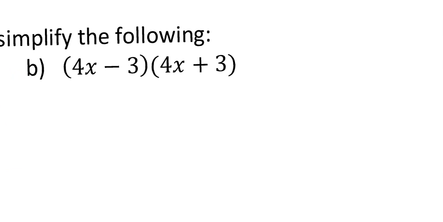(4x minus 3)(4x plus 3). So you'll notice that the minus sign is in the first bracket this time. So I'm trying to show you that it doesn't matter where the minus and plus is. It just has to be opposite sides. So now 4x times this. So you're going to get the following. 4x times 4x is 16x squared. And then 4x times plus 3 is plus 12x.